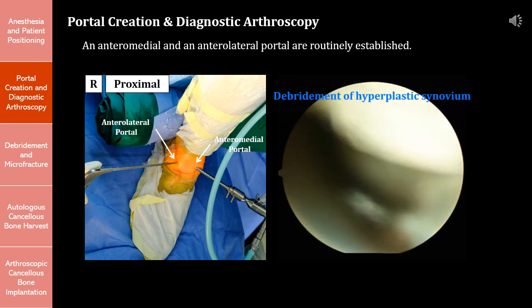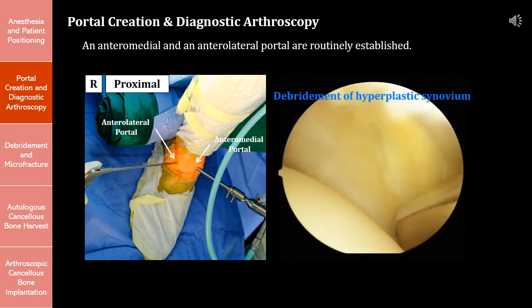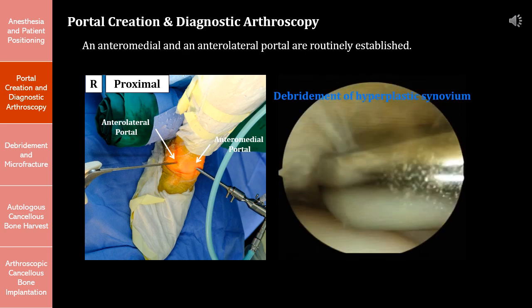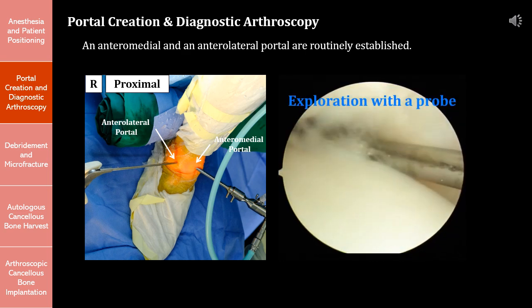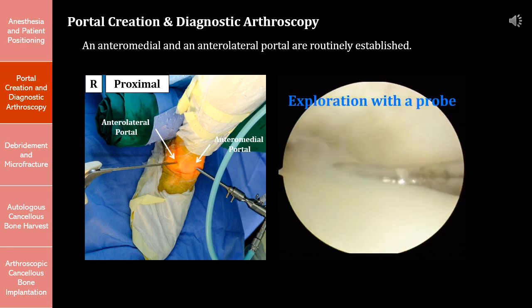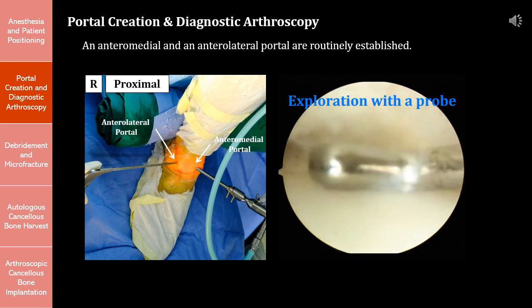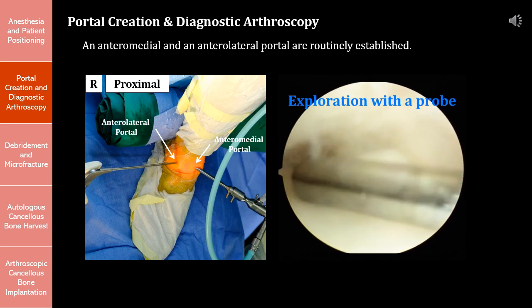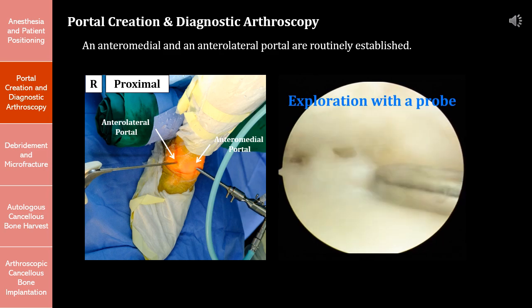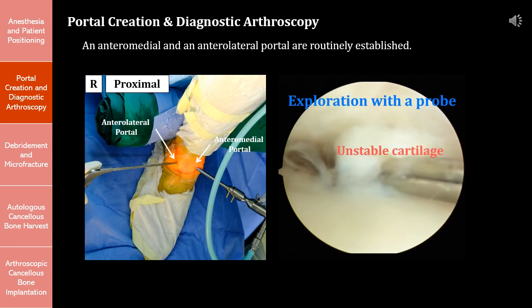An anteromedial portal and an anterolateral portal are routinely established. Diagnostic arthroscopy is performed to assess any injuries of cartilage, ligaments, and synovial tissues. Adhesion band of hyperplastic synovium is released with the shaver, and the injured area of the OLT is overall inspected with the probe.